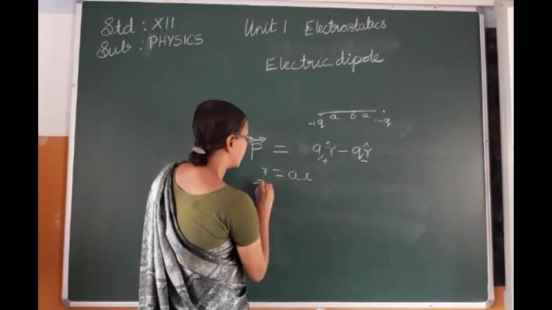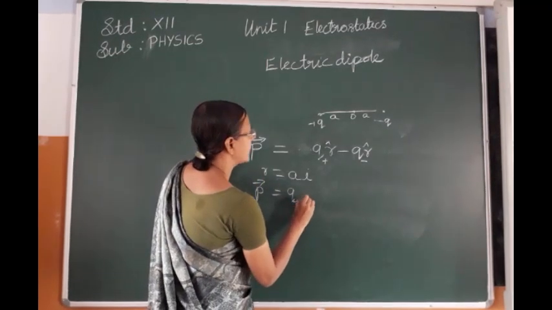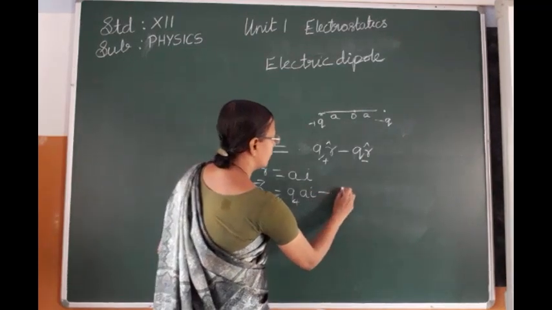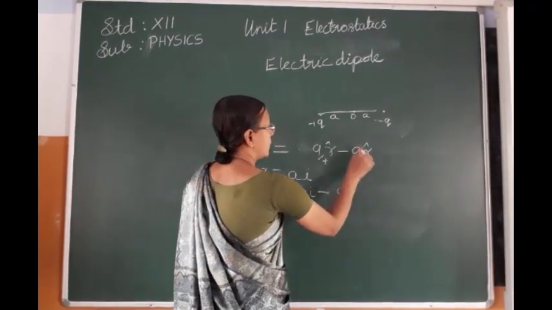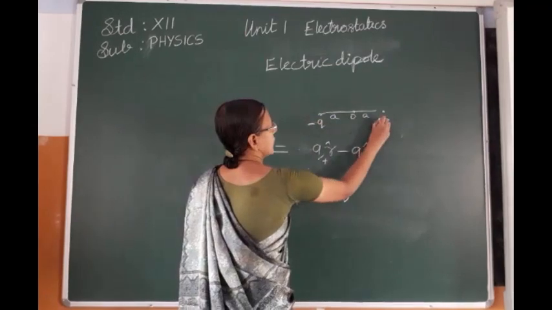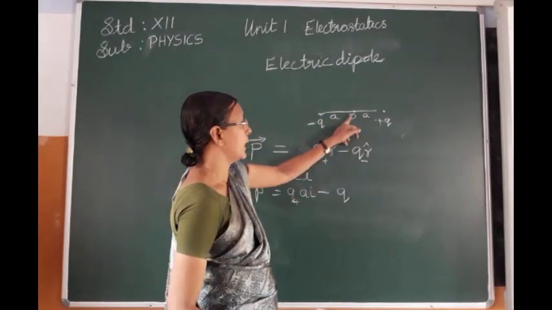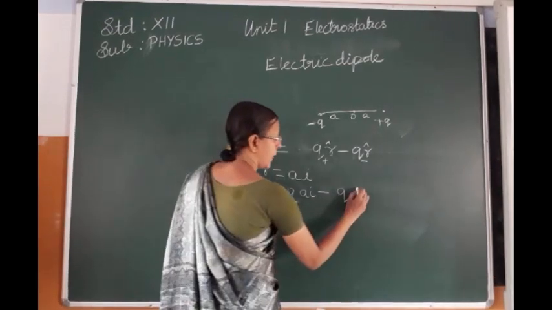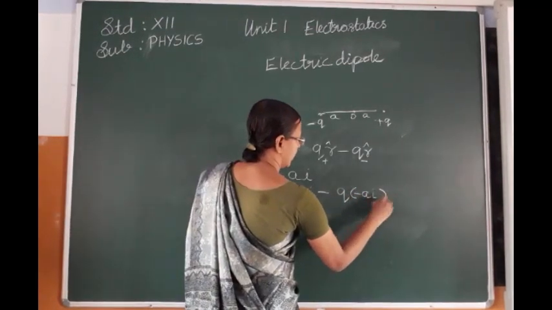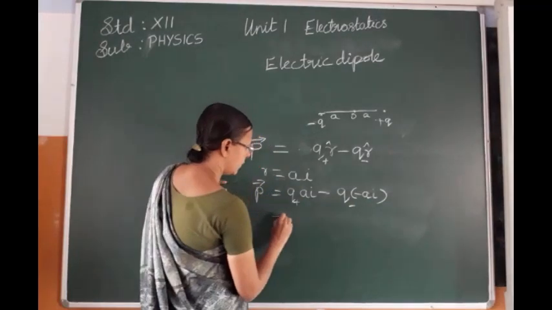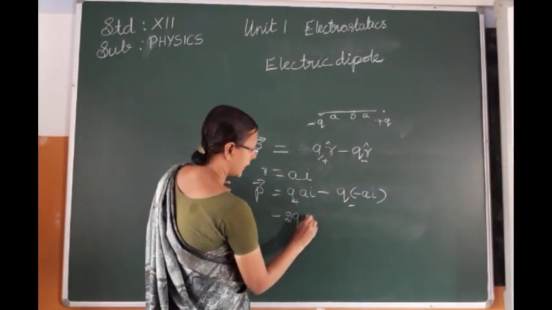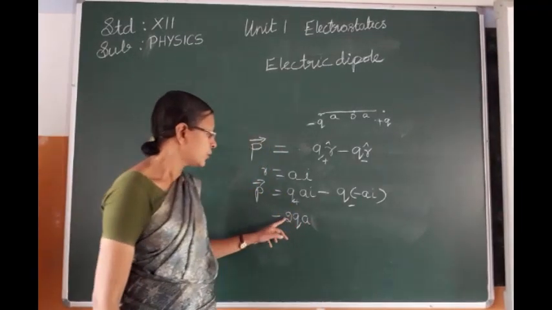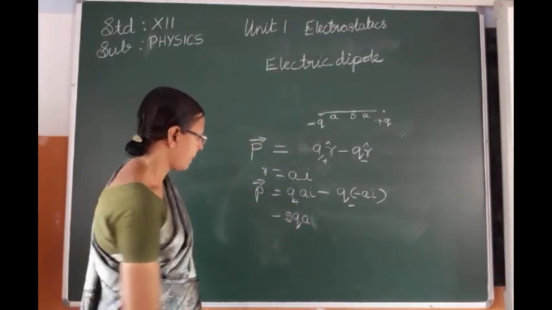So P vector is equal to Q plus AI minus Q. This R vector for here minus, so here plus. So this here it is in the negative x-axis. So minus AI. Okay. So 2Q AI. So 2QA.